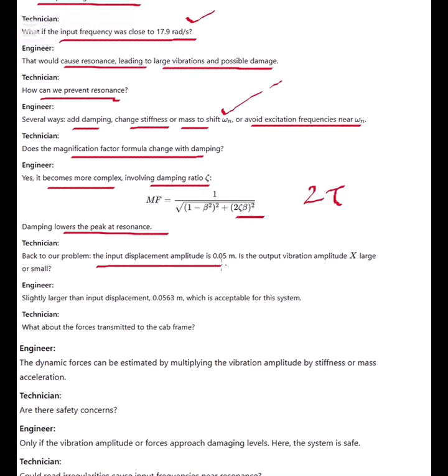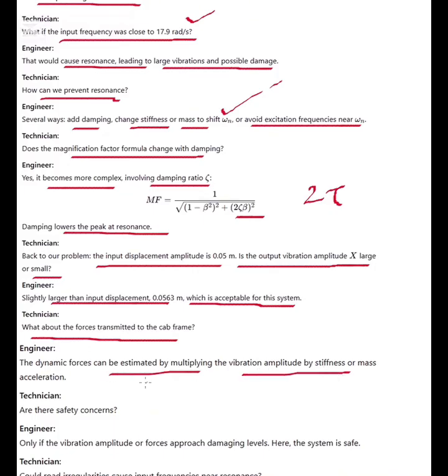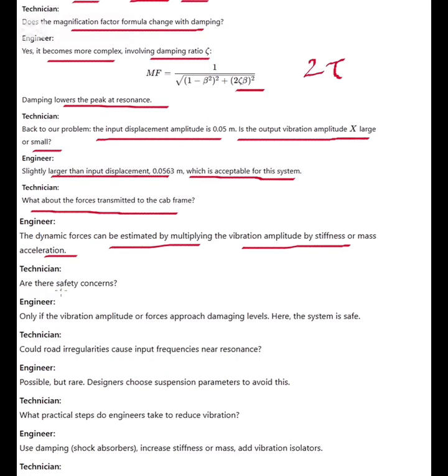Back to our problem. The initial displacement is 0.05. Is the output vibration amplitude x larger or smaller? In this case, slightly larger, which is acceptable for this system. What about the force transferred to the cab frame? The dynamic forces can be estimated by multiplying the vibration amplitude by stiffness and mass acceleration. We know the vibration amplitude, we can multiply by the stiffness, then we can get the forces. Are there any safety concerns? Only if the vibration amplitude or forces approach damaging levels, but here the system is safe.